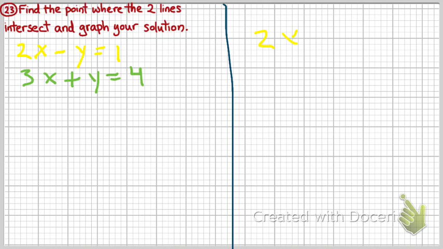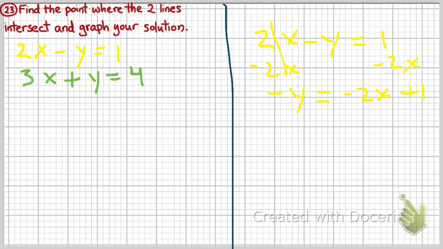Now let me start with my first equation. I want to be able to graph this, but I want to use slope-intercept form. So I'm going to rewrite this in slope-intercept form so I can graph it. It'll make my graphing a lot easier and quicker. So I will proceed by solving for y here. I will subtract 2x from both sides. So 2x minus 2x is 0, and I get negative y is equal to negative 2x plus 1.